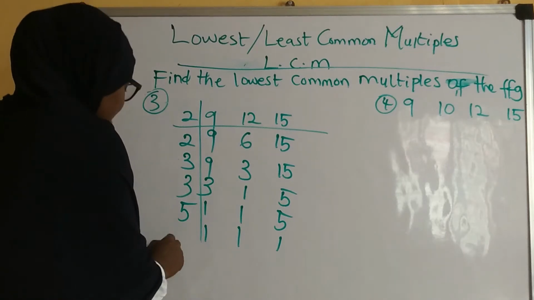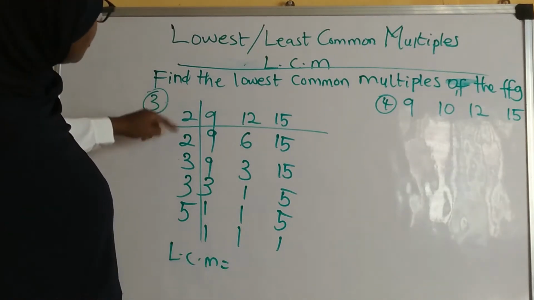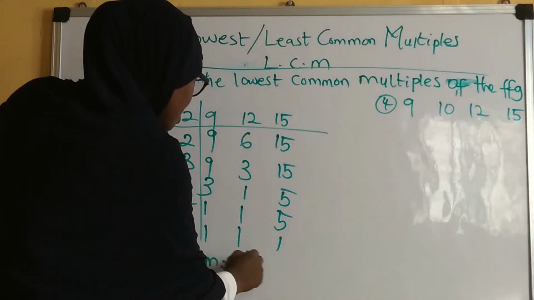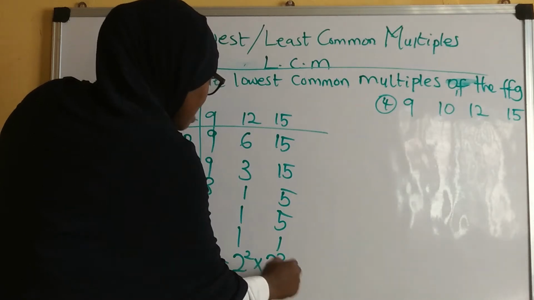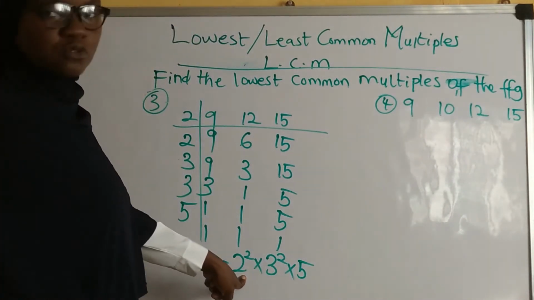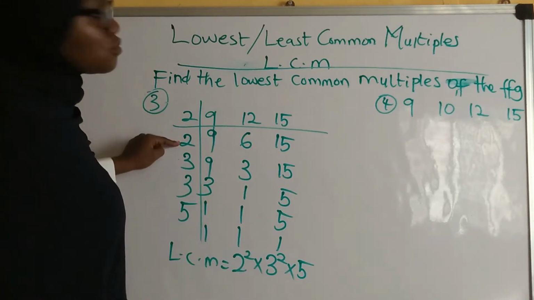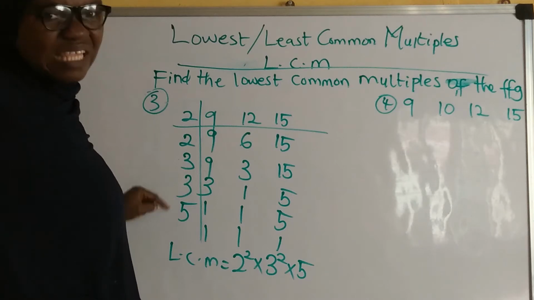Now my LCM is going to be what? My LCM is going to be 2 to the power of 2 multiplied by 3 to the power of 2 multiplied by what? 5. 2 times 2, 4. 4 times 3, 12. 12 times 3, 36. 36 times 5.